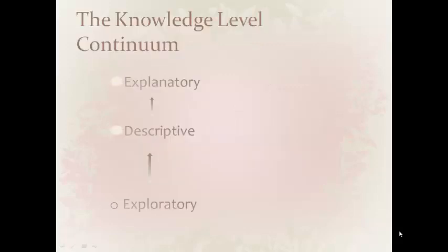So from a research standpoint, when we talk about the knowledge level continuum, we talk about exploratory being the lowest level of knowledge, that we gain knowledge from an exploratory standpoint. Then we go to descriptive correlational, and then we go to explanatory. And as we develop research studies and as we develop a knowledge continuum, this is the way it works through research.